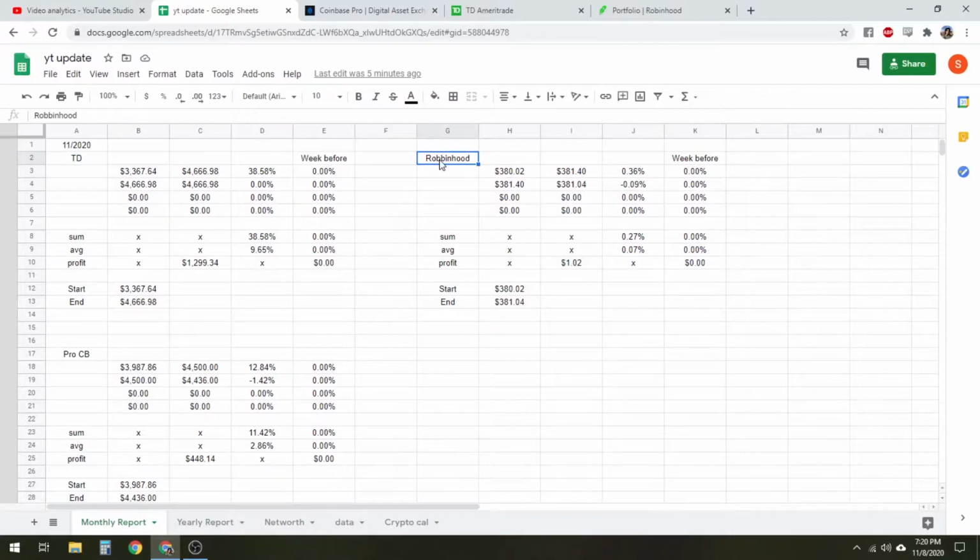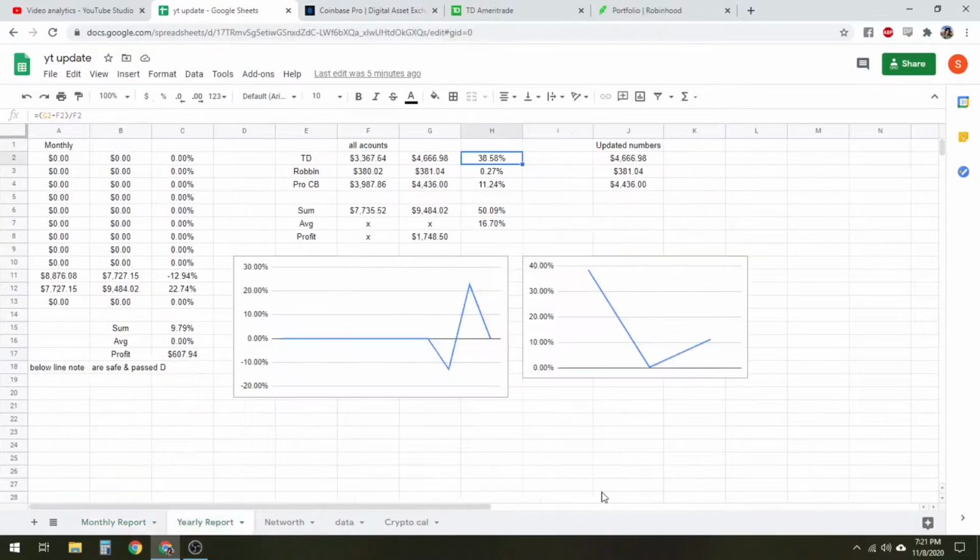And then of course this is Robinhood for Robinhood trading. I have it right up here. We're going to take a look at that in a minute. And then Pro Coinbase. So we're going to take a look at that, but you can see it's all the same information. So let's go ahead and jump over to the yearly real quick.